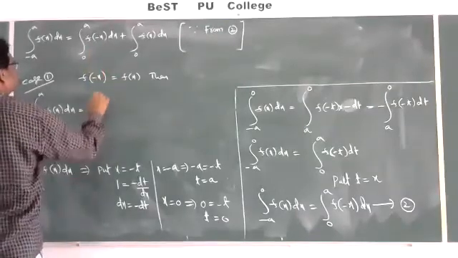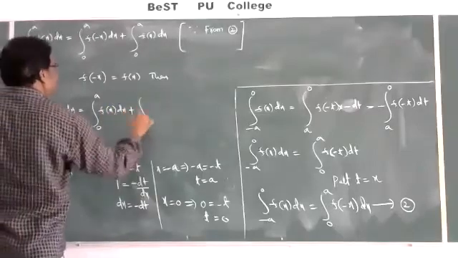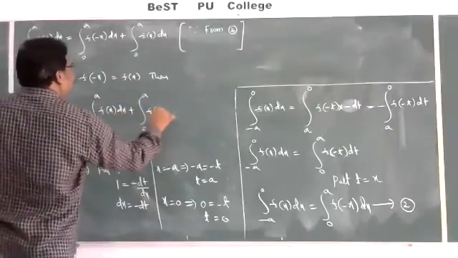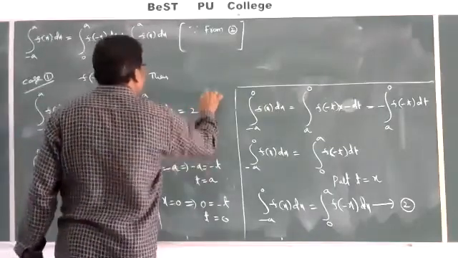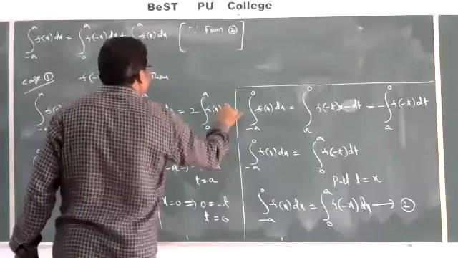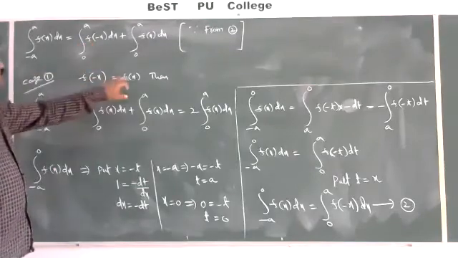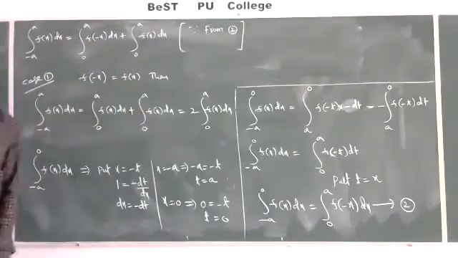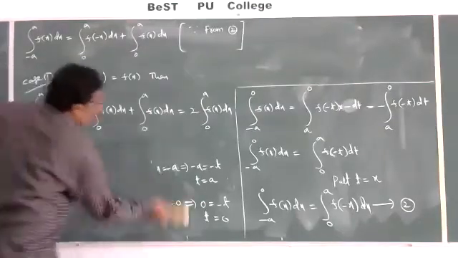the integral from 0 to a of f of x dx plus the integral from 0 to a of f of x dx, that is equal to 2 times the integral from 0 to a of f of x dx. So here, f of minus x is equal to f of x, then you get 2 times the integral from 0 to a of f of x dx. That is case 1. Now case 2.